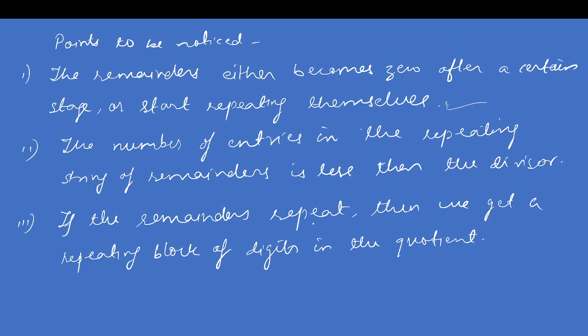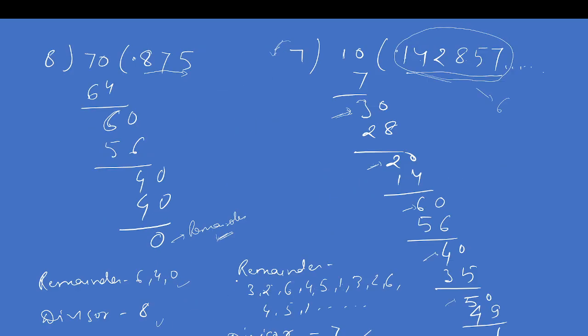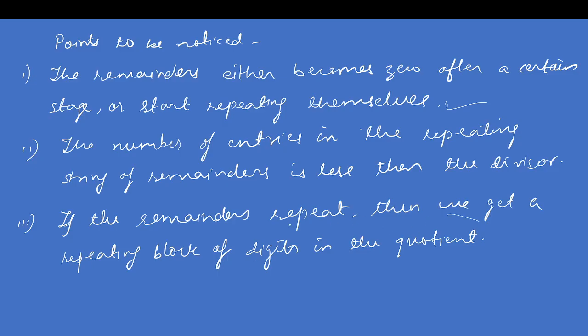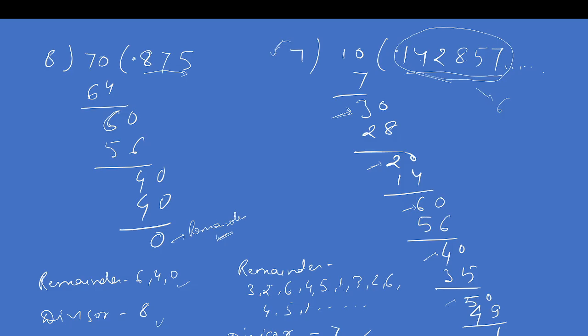If the remainders repeat, then we get a repeating block of digits in the quotient. In this case only the remainders are repeating: 1, 1, 1, 1. So we get a repeating block of digits in the quotient. Only three is continuously repeating itself. If the remainders do not repeat, we will get a certain number of digits after which it starts repeating itself, and that will be less than the divisor.